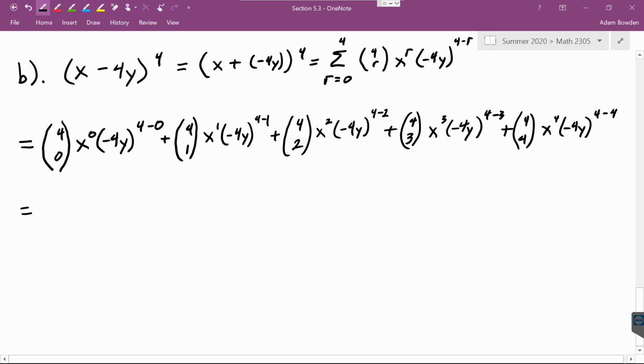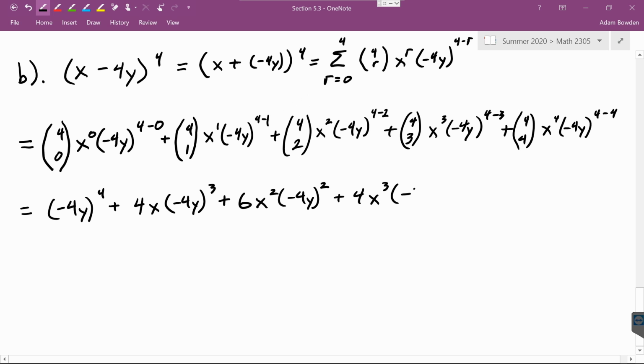4 choose 0 is 1, and x to the 0 is 1. So basically this first term is going to be negative 4y raised to the 4. And then we're going to have 4x, negative 4y raised to the third. And then we're going to have 6x squared, negative 4y raised to the second. And then 4x cubed, negative 4y raised to the first. And then we're going to have just x to the fourth here at the end, since 4 choose 4 is 1, and negative 4y would be raised to the 0 power. So that's just x to the fourth.